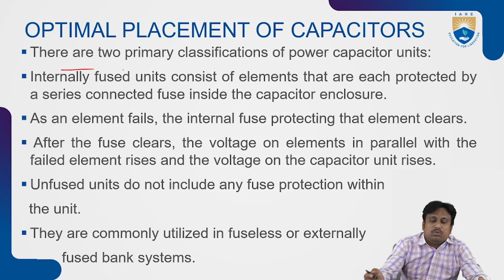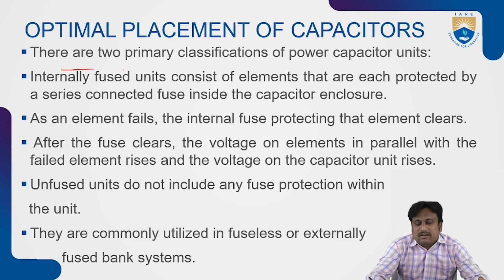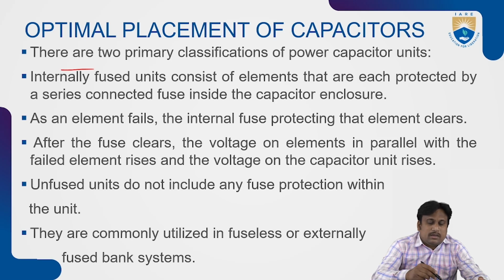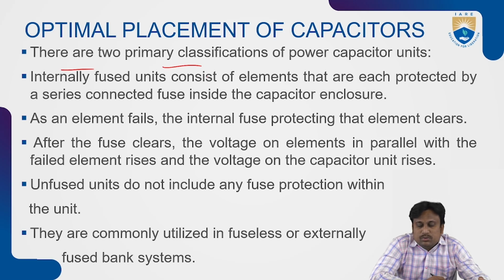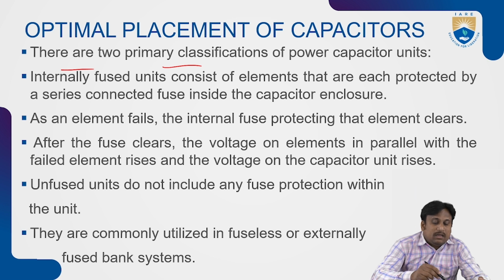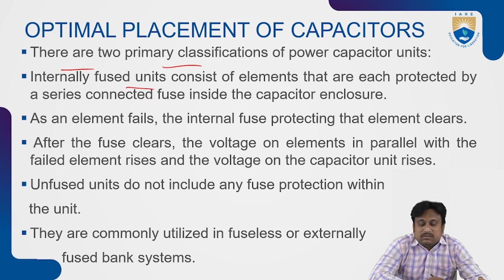So there are two primary classifications of power capacitor units. Usually we consider the classification based on the selectivity and load considerations. Here there are two primary cases. Internally fused units consist of elements which are each protected by series connected fuses. That means the fuses are inside the capacitors, which are enclosed in nature.